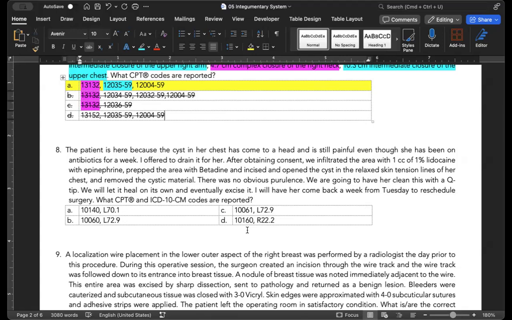Where did you find this? I'm on incision and drainage, and then where do I find it? And then cyst, and then skin. I see.